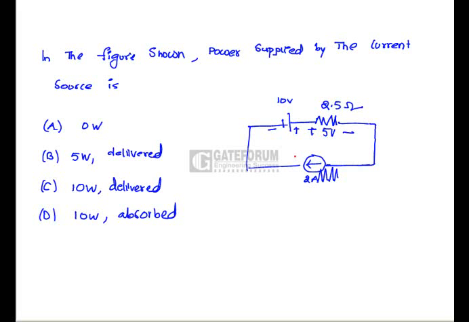If we apply the KVL in the loop, then we will get the voltage across the current source as 5 volts. Again the polarity is given like this. Hence now the current is entering the positive terminal in the current source. That means the current source is absorbing the power. So power absorbed by the current source is nothing but the voltage across the current source and the amount of current it is allowing through it. So 5 into 2, which is 10 watts, absorbed. Hence option D is correct.